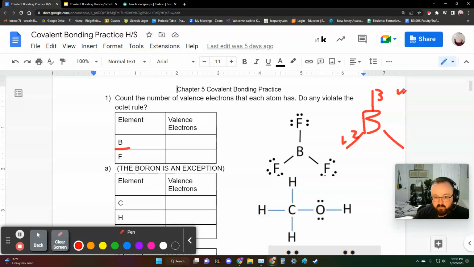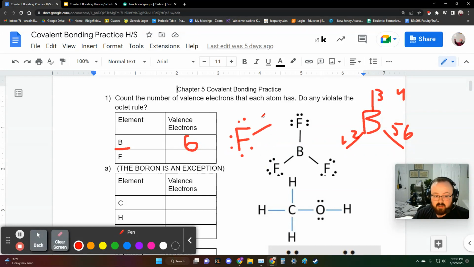1, 2, 3, 4, 5, and 6. Simple enough. This boron has 6 valence electrons, which does violate the octet rule, but that's one of those exceptions I just talked about. And if we take this fluorine, and I'm just going to isolate the fluorine again.